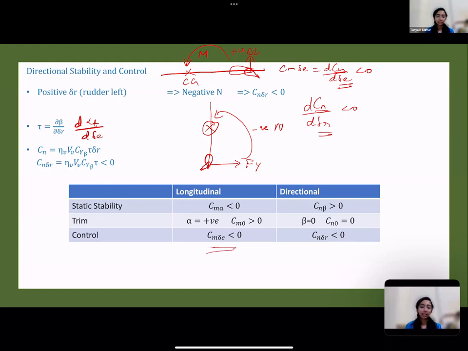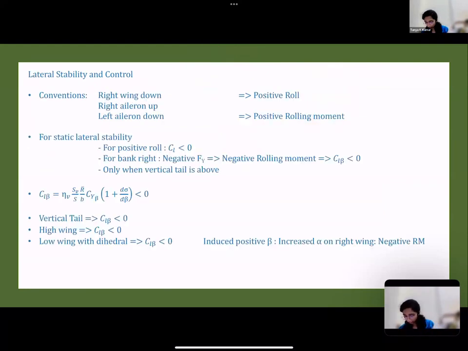In the case of directional stability, control derivative is Cn delta R. It should be negative. It will be negative. Okay. So that is what we just saw in the above few equations. Now let's go to lateral stability and control. What are the conventions? Right wing down is considered positive roll.